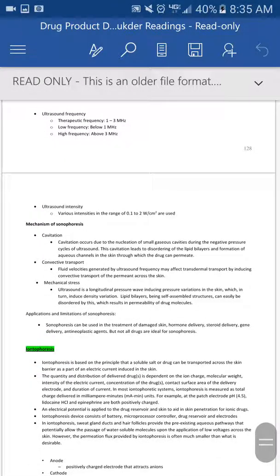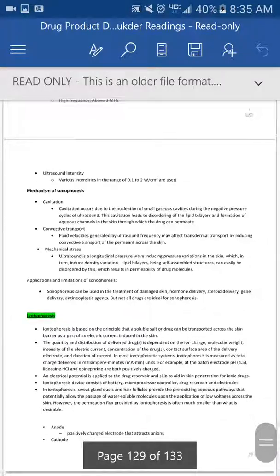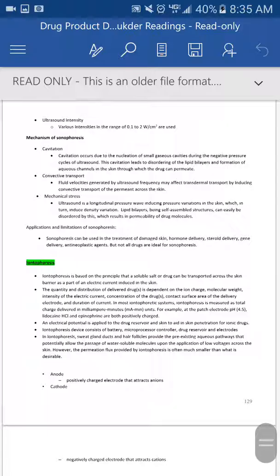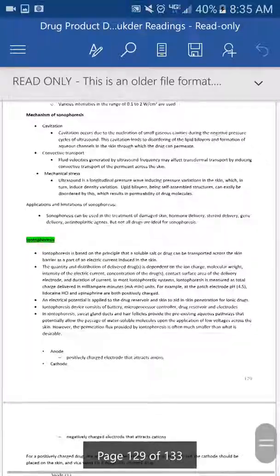Frequencies: therapeutic frequency of 1 to 3 megahertz. Low frequency below 1 megahertz. High frequency anything above 3. Ultrasound intensity, various intensities in the range of watts per centimeter squared. What is that?